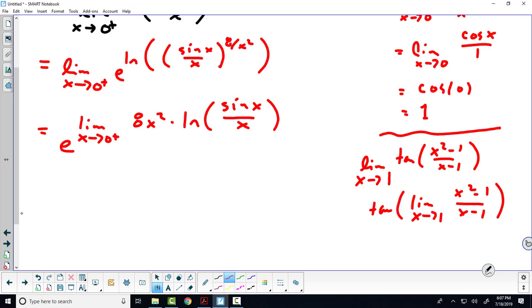Can I always pass a limit through a function? Can I pass a limit through any function I want? No. What does it have to be? Continuous. Okay.